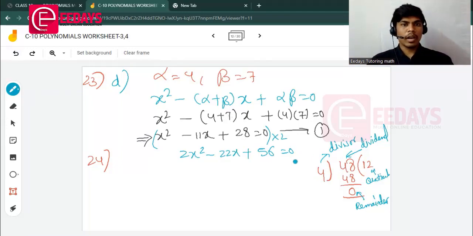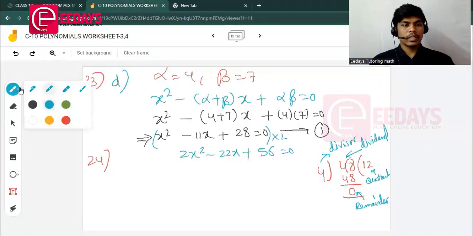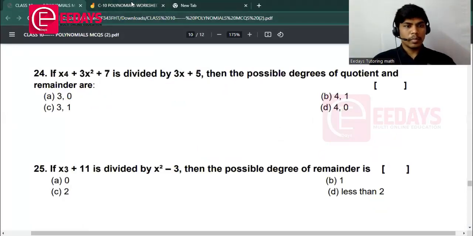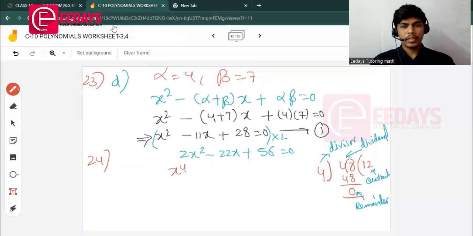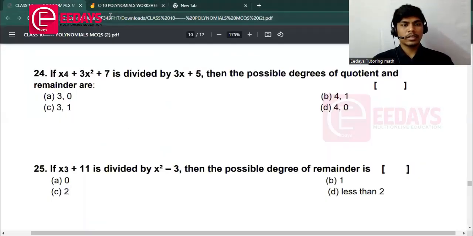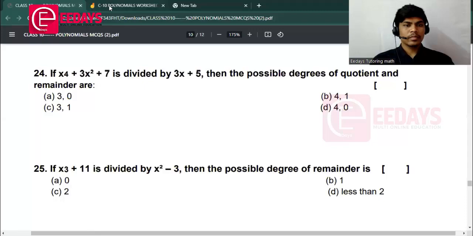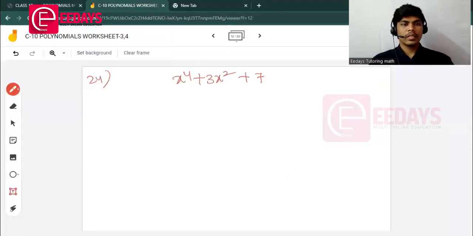But what if I give a polynomial? How to do this? You can do the long division method. So x power 4. Better to do it on the next page, because the long division method is a lengthy process. x power 4 plus 3x square plus 7 they have given, so we are dividing it.